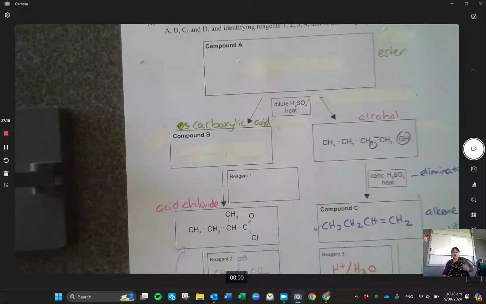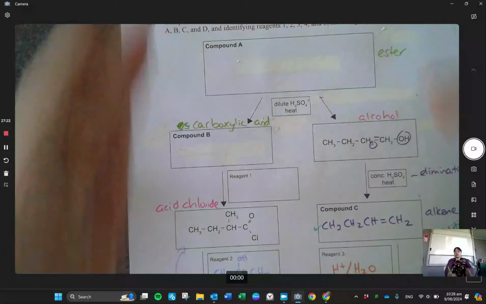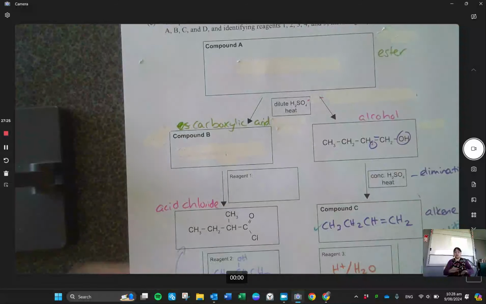Backtracking. I started in the wrong spot and that was why it was really hard. So don't feel like because it's written this way, you have to answer that way. You can start anywhere and work your way around. It's a flow chart. All right.